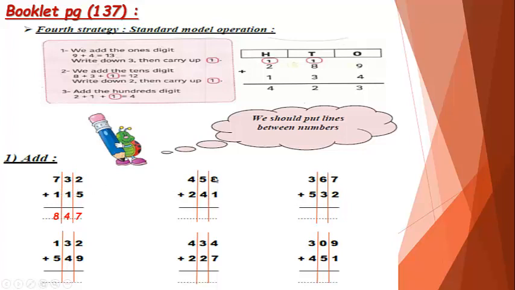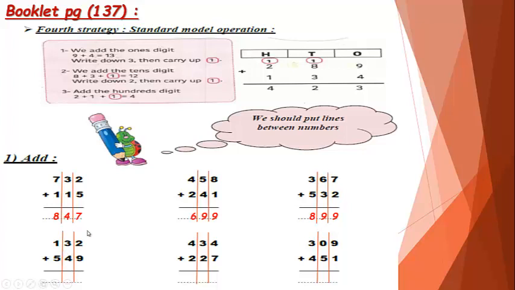The second one, 8 plus 1 equals 9. 5 plus 4 equals 9. And 4 plus 2 equals 6. So the answer is 699. The third one, 7 plus 2 equals 9, and 6 plus 3 equals 9. 3 plus 5 equals 8. So the final answer is 899.